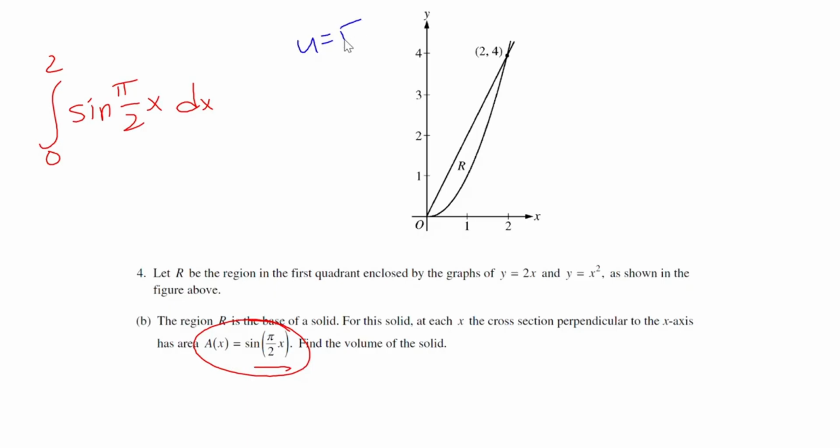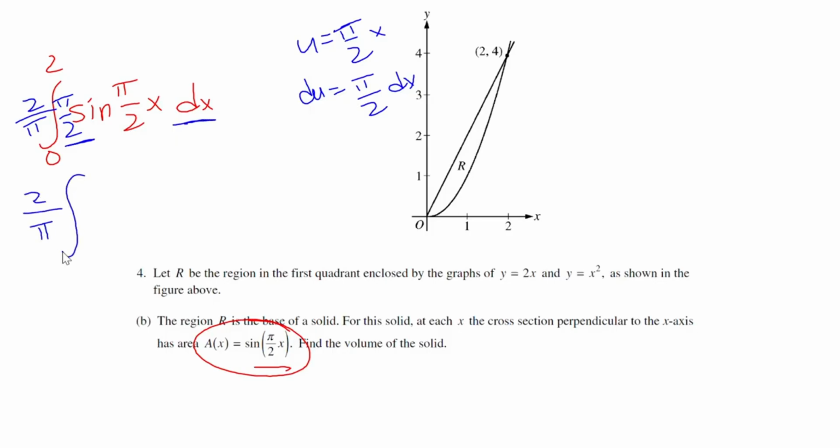U is pi over 2x, so du is just going to be pi over 2 dx, which means what we really need is a pi over 2 in here and a 2 over pi on the outside to cancel it out. Then I can turn the pi over 2 and the dx into just, well, I'll just write it off to the side. Inside of this integral, we just end up with sine u du, right? And so if I do that, the integral of sine u is negative cosine u.